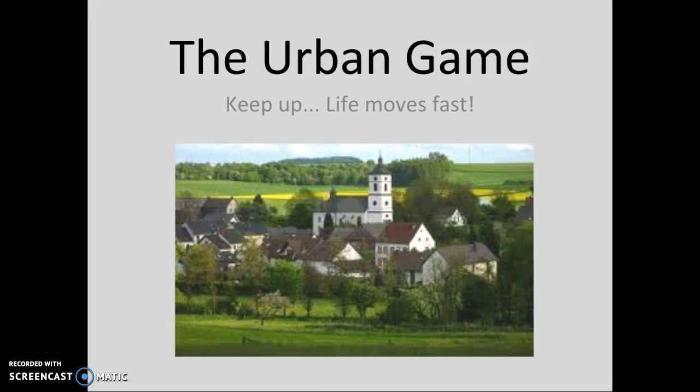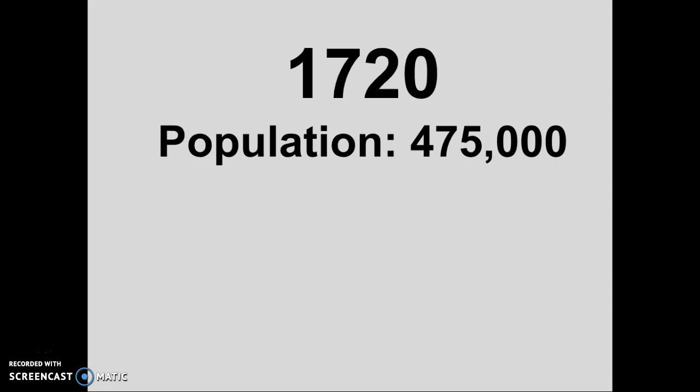The Urban Game. The year is 1720 in colonial America. The population of the American colonists reached 475,000 people. Boston was the largest city at 12,000. Second largest city was Philadelphia with 10,000 people. And New York was the third largest city at 7,000 people.